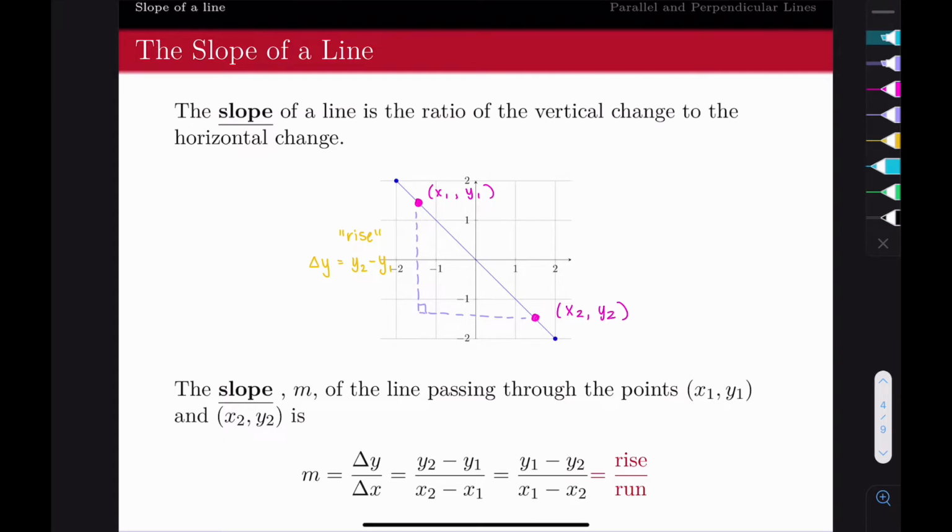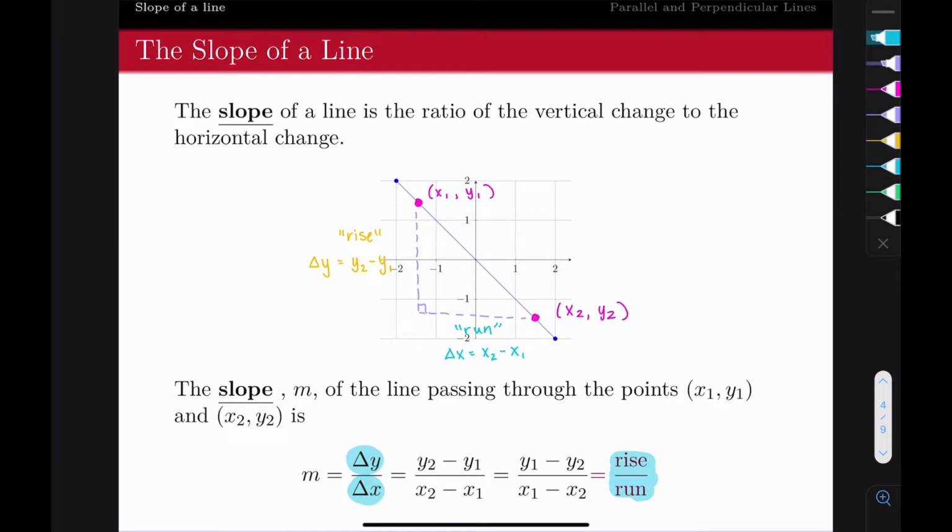Now we also need the horizontal change between these two points. This is what we classify as our run. It is our change in x values. We take the end point and subtract the initial point. We always want to stay consistent with the point we pick to be our end value and the point we pick to be our initial value. And then our slope itself is the ratio of these two. We take the change in y and divide it by the change in x. The easiest way to remember this is we take the rise and divide it by the run.